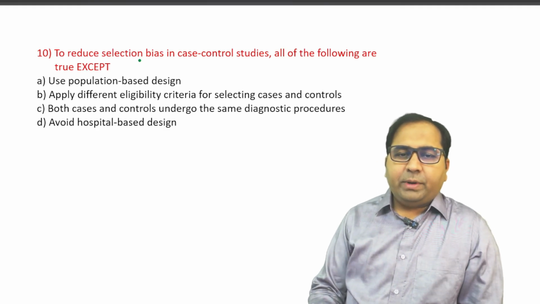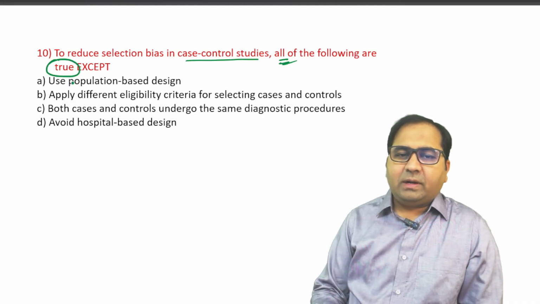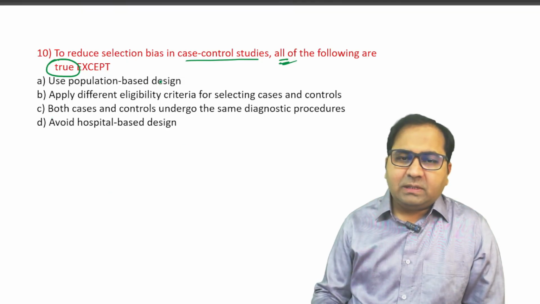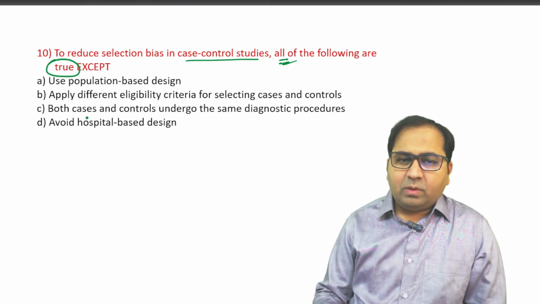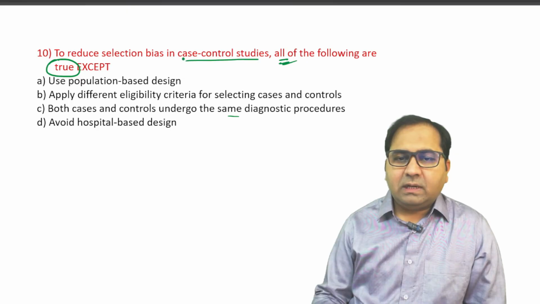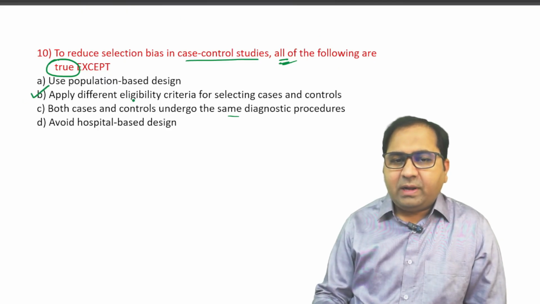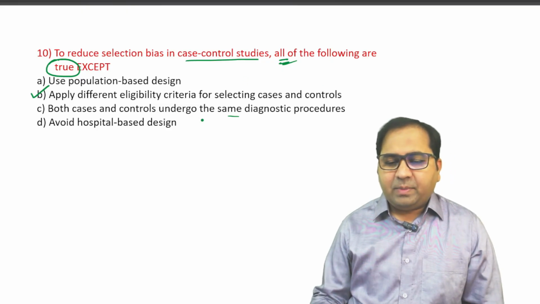The next question: to reduce selection bias in case control studies, all of the following are true except what? The options are A. Use population based design, B. Apply different eligibility criteria for selecting cases and controls, C. Both cases and controls undergo the same diagnostic procedures, or D. Avoid hospital based design. So the answer for this question is applying different eligibility criteria for selecting the cases and controls. It is a wrong statement.